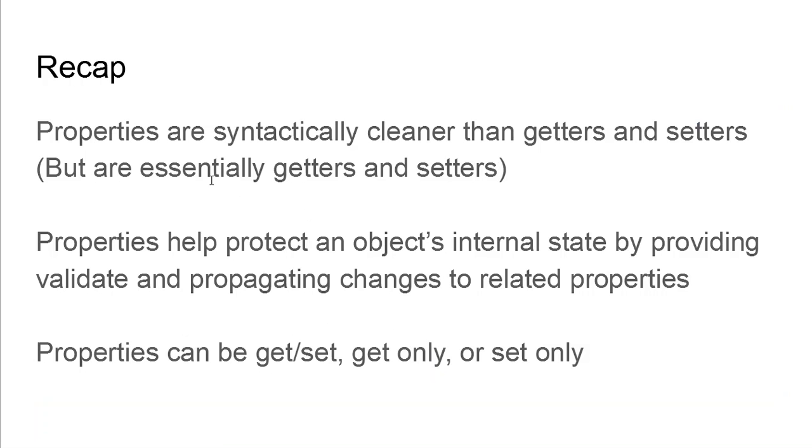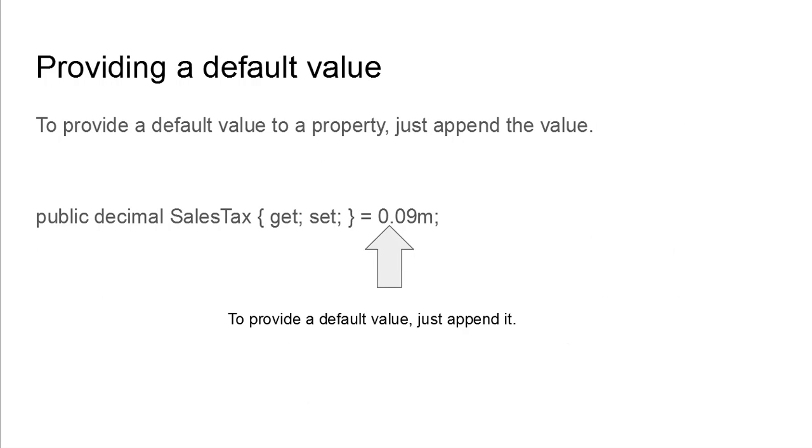So that's it. So properties are really just getters and setters. However, syntactically they are much, much cleaner. They help protect an object's internal state by controlling the way that private data can be accessed, both by providing data validation and by ensuring that if one property is changed, all the related properties are changed accordingly. And then properties don't have to be both get and set. They could be get only and set only. And you can also, lastly, provide a property a default value by supplying that after the property, as I just showed you in the last slide in this example.